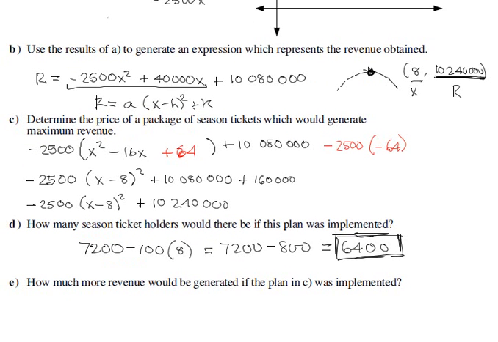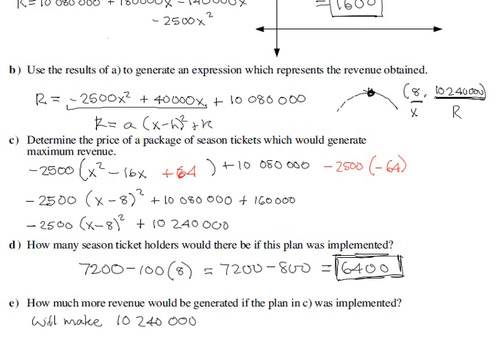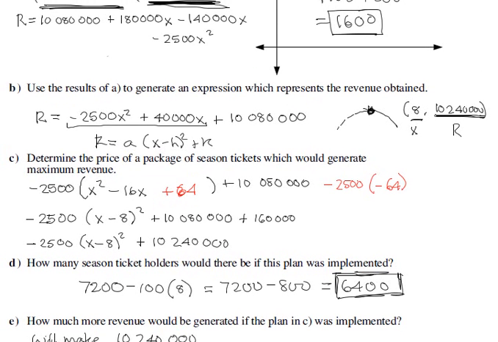And how much more revenue would be generated if the plan was implemented? The amount we're going to make, we will make 10,240,000. That's the vertex, meaning it's the highest amount we could possibly hope for. We never did quite find, well, we kind of did.